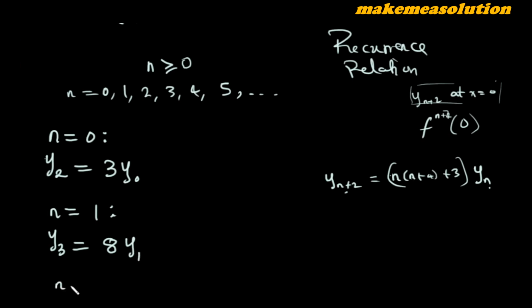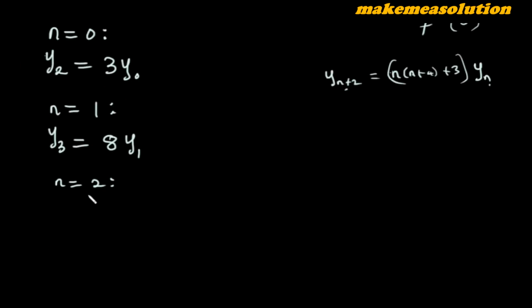So let's go to when n is equal to 2. So we are actually covering up gradually. When n is equal to 2, you now have y_(2+2), which is y4, and you now have 2 times (2 plus 4). 2 plus 4 is 6. 2 times 6 is 12. 12 plus 3 is 15. So you have 15y2, and n is 2 in this case. Are we together?